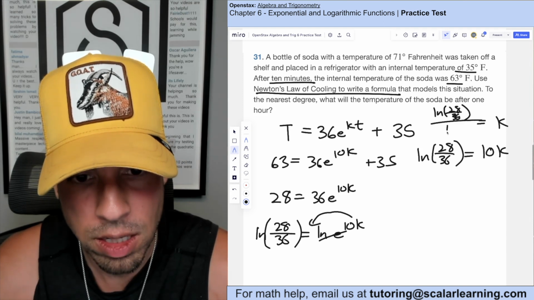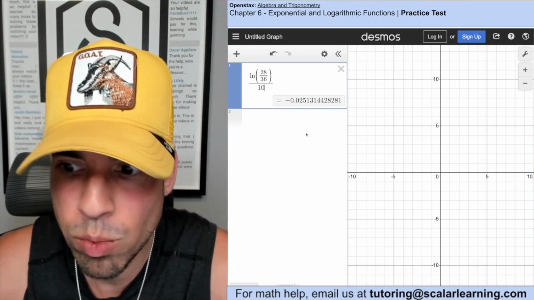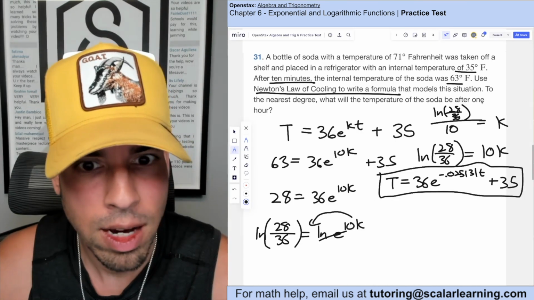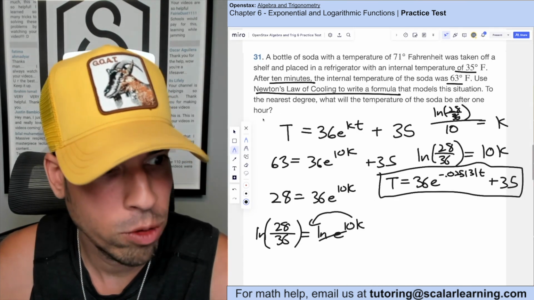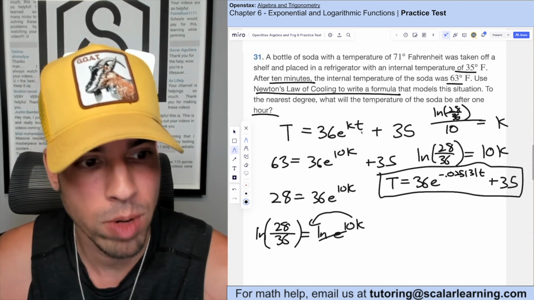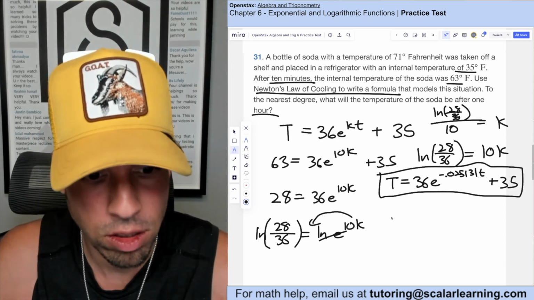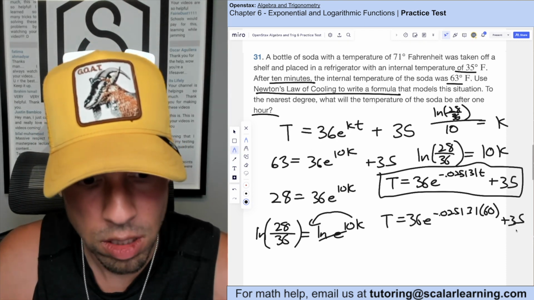And let's plug that into Desmos to approximate. And we get roughly negative 0.025131. And there's your equation. And then now we need to figure out what will the temperature be after 1 hour. And again, T is represented in minutes, right? That's what we plugged in here. We plugged in 10. So for 1 hour, that's 60. So we're going to plug and chug, and let's see what this equals in Desmos.